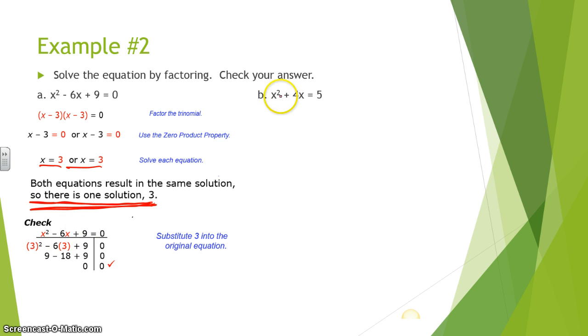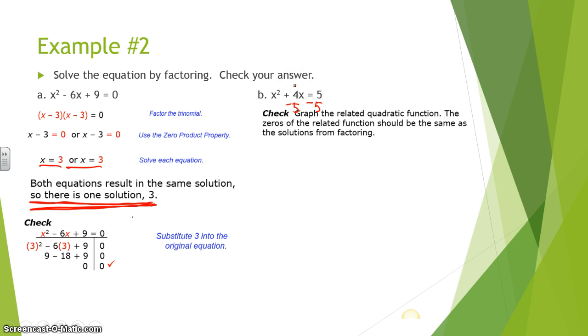For B, we need to rewrite this in the standard form, x squared plus bx plus c. So we need to subtract 5 from each side. So what we get now, let me rewrite this over here, is x squared plus 4x minus 5. Now for this particular graph, they just graphed it using a graphing calculator. You can factor it out if you want to.